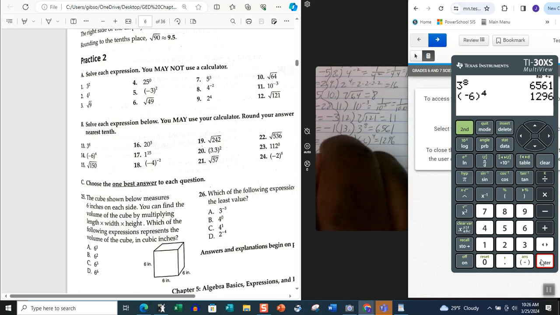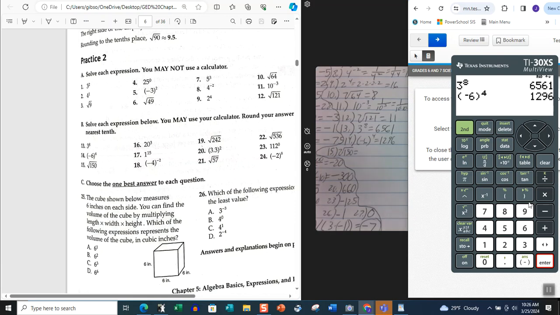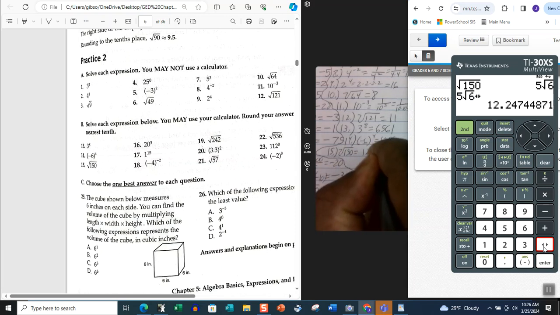All right, now we go to problem 15. The square root of 150. So we take this, clear this out, we'll press second, the x squared key, then 150, press enter, and then we see that it gave us 5 square root of 6. We hit this toggle button here, and then it says we're supposed to round to the nearest tenth, so it'd be 12.2.